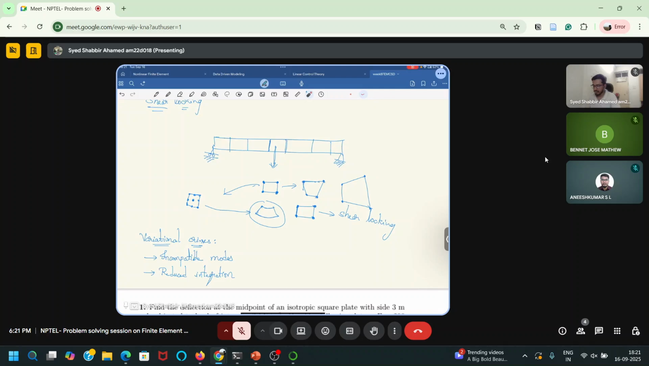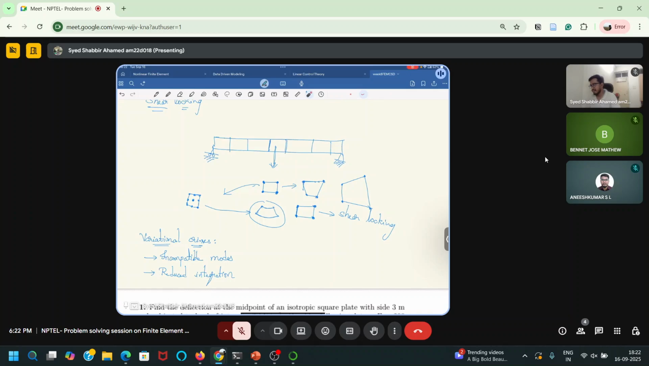So I want to avoid that computational complexity. If somehow I can use a four noded quadrilateral itself and get the solution by avoiding this shear locking, then it is a good thing, because a four noded quadrilateral will have lesser computational complexity with respect to an eight noded or a nine noded quadrilateral. So I can avoid that computational complexity and my rate of convergence will also increase. So that is what I want to do.